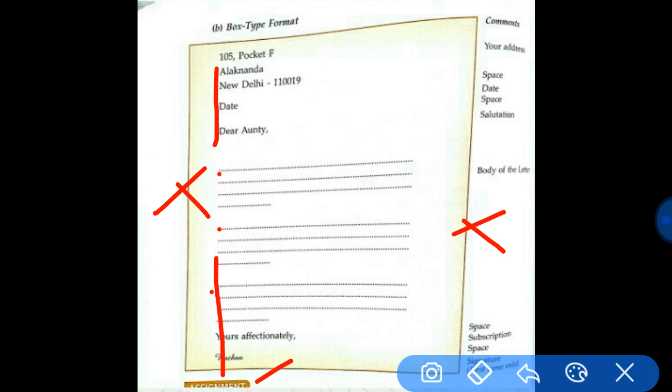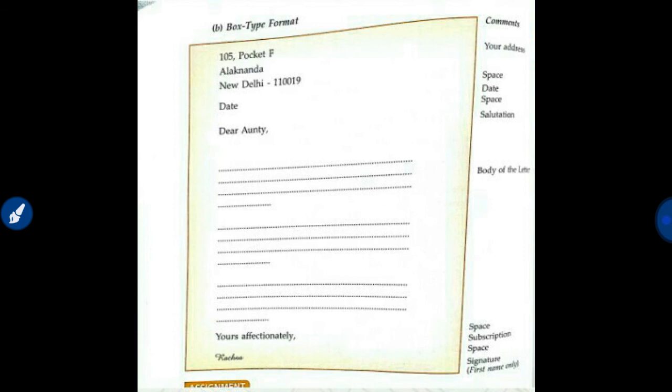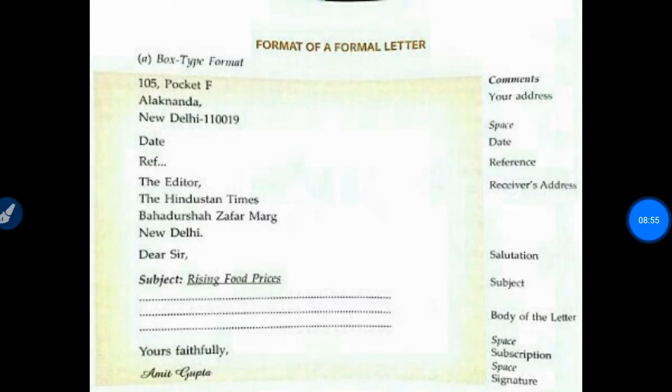Now let us see the next format. Here we have the format of the formal letter. Formal letters are written to officers, people who are in authority, say business letters. And then we have asking permission, or asking for joining duties and so on. Such kinds of things are written in formal letters.